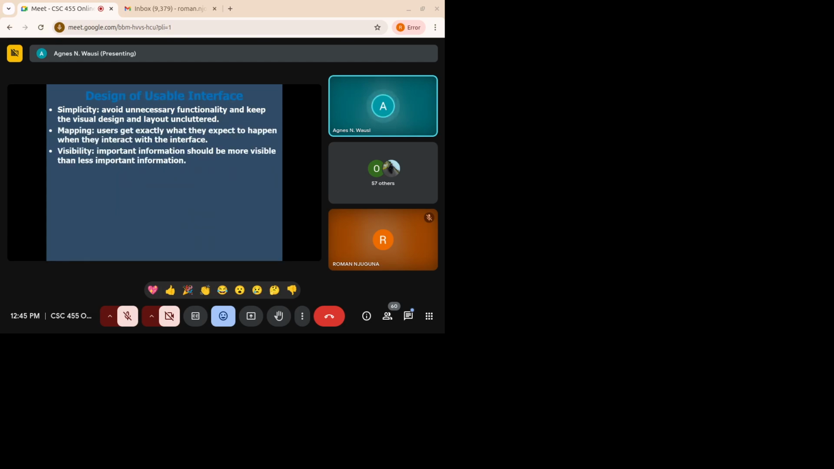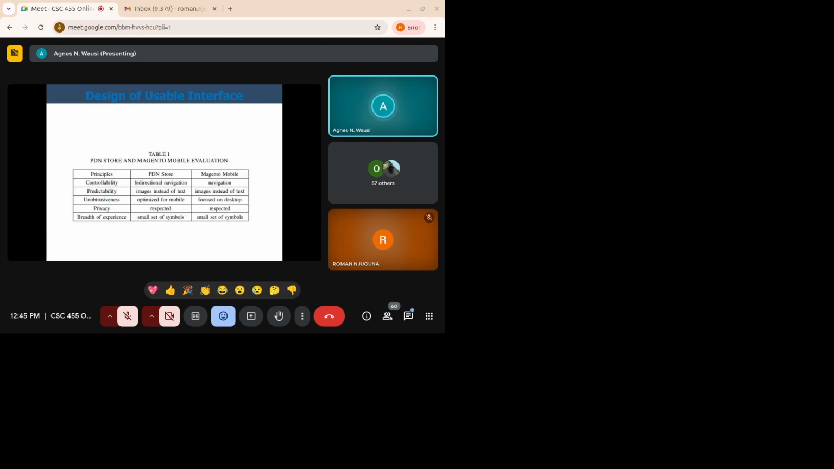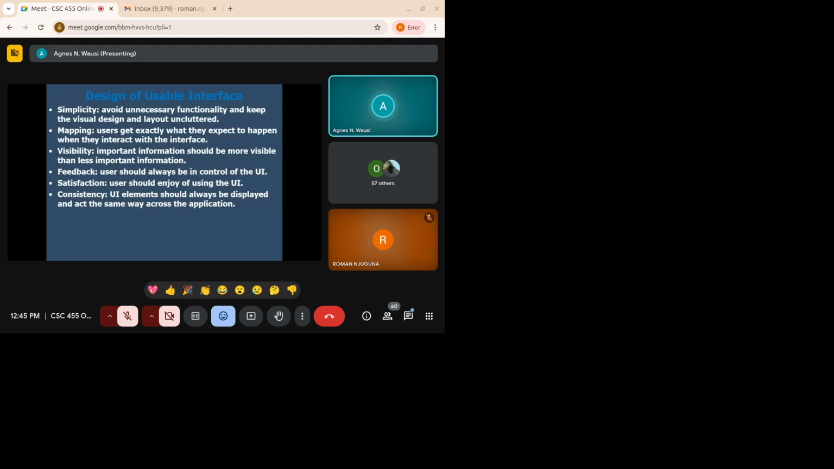Keeping it simple is important. Being able to allow users to be in control of the user interface is very important. Users enjoying using the user interface is very important. So you start seeing these aspects of the user interface as important points to consider when you're designing a user interface. So they map out to the learnability, the efficiency, the simplicity, being able to rectify your mistake and all that.